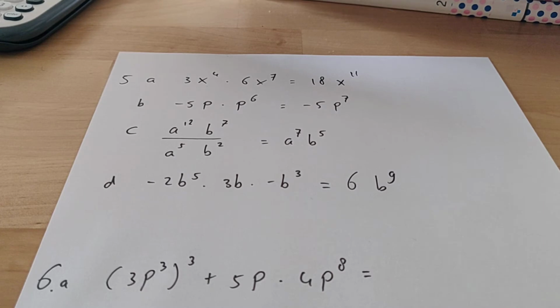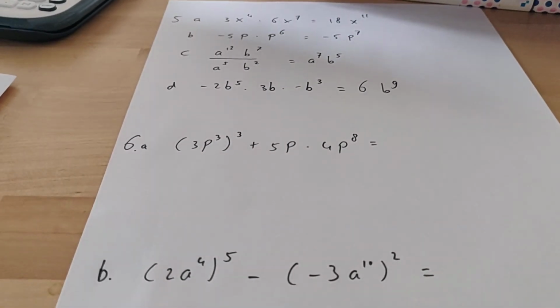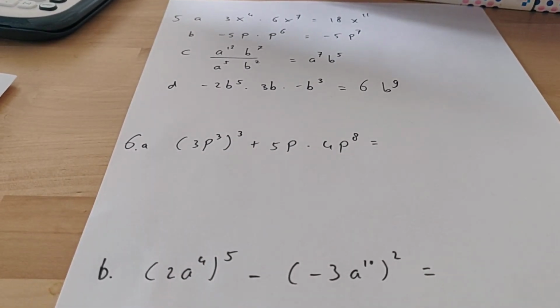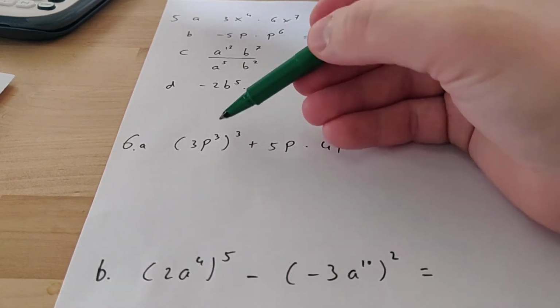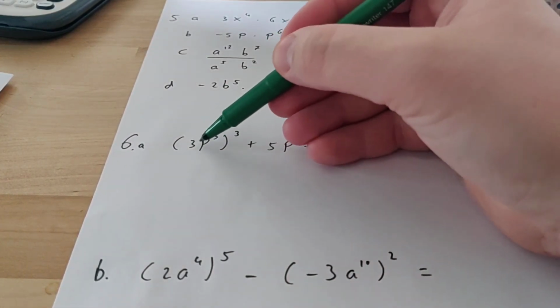That was exercise 5. Moving on to exercise 6, you can see that this one is really difficult, because we have to do brackets first, then times, and then we have to add a couple of things. So I'll show you step by step how you can do this. The first rule is that you always do the things in brackets first. So this. But you can't really do that.